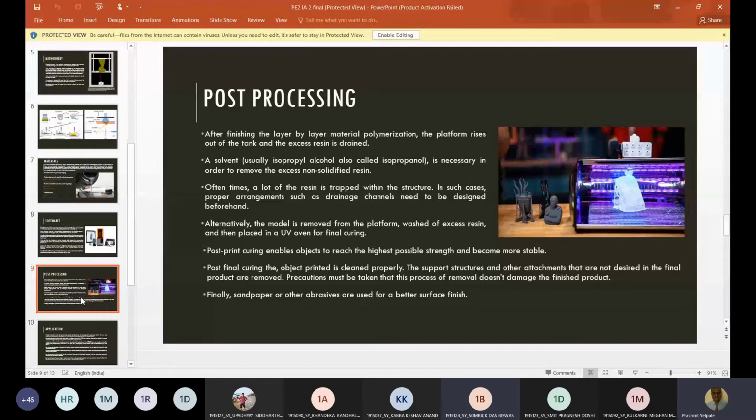But even in that case, we need to be careful because if we spill it, then the entire model will get dissolved. So that also needs to be done very carefully and with skill.